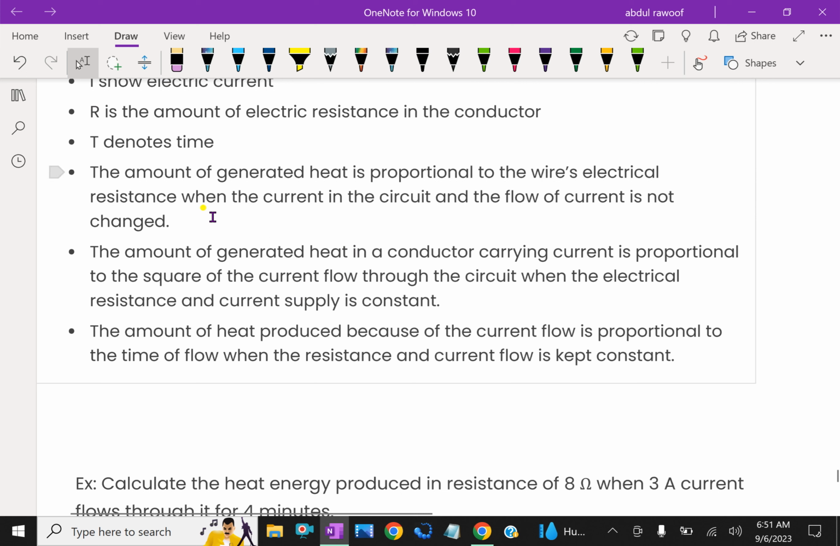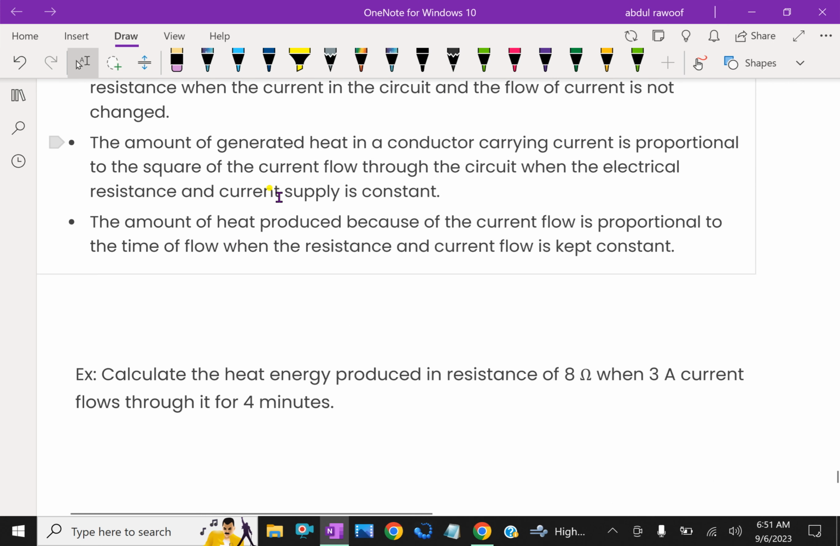That means when electric resistance is more, heat produced is more, when the current in the circuit is not changed. The amount of generated heat in a conductor carrying current is proportional to the square of the current flowing through the circuit when the electrical resistance and time are constant. The amount of heat produced because of the current flow is proportional to the time of flow when the resistance and current flow are kept constant. That means the amount of heat is proportional to the factors of current, resistance and time.